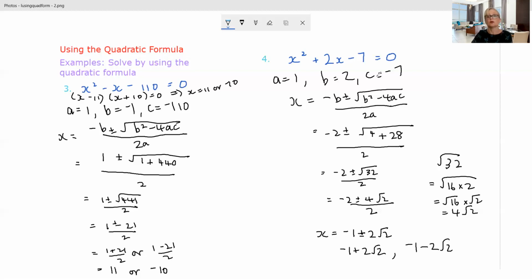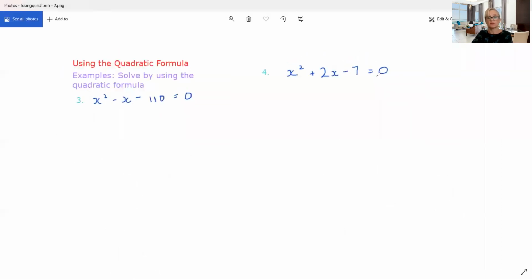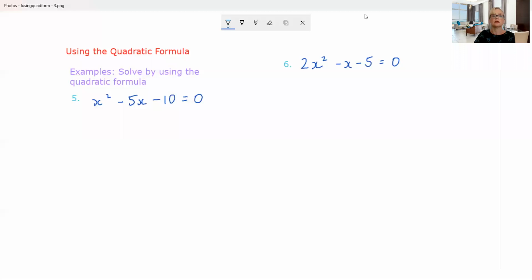Okay, one more lot of examples just to get us a little bit more expert in the process. Last lot for this video. Let's have a look. So we've got x squared minus 5x minus 10 is 0. All right, what are we going to do first? What's our first step? Well, we've been asked to use the quadratic formula, so we're going to write down what A is, what B is, and what C is. Okay, then we're going to write our rule.